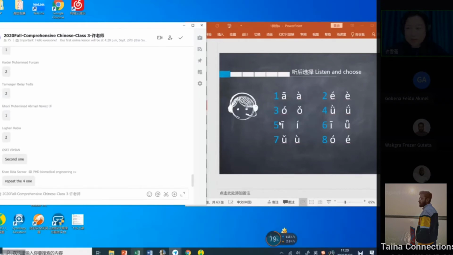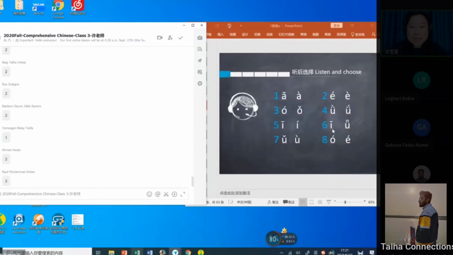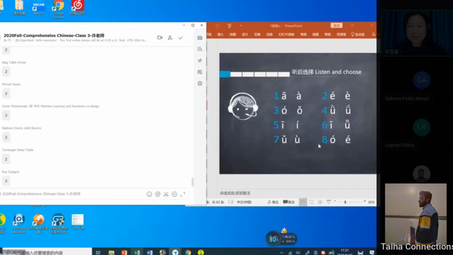Now let's try the fifth pair. E. Yeah, the second, rising. E, okay. Number six. E. Good. Second one. Yes, second one. I'm reading this one, E. And this one is E. Okay. Yep. The seventh group. O. The second one. Yeah, good. Yes, the second one. O. Okay. Yep. Number eight. E.